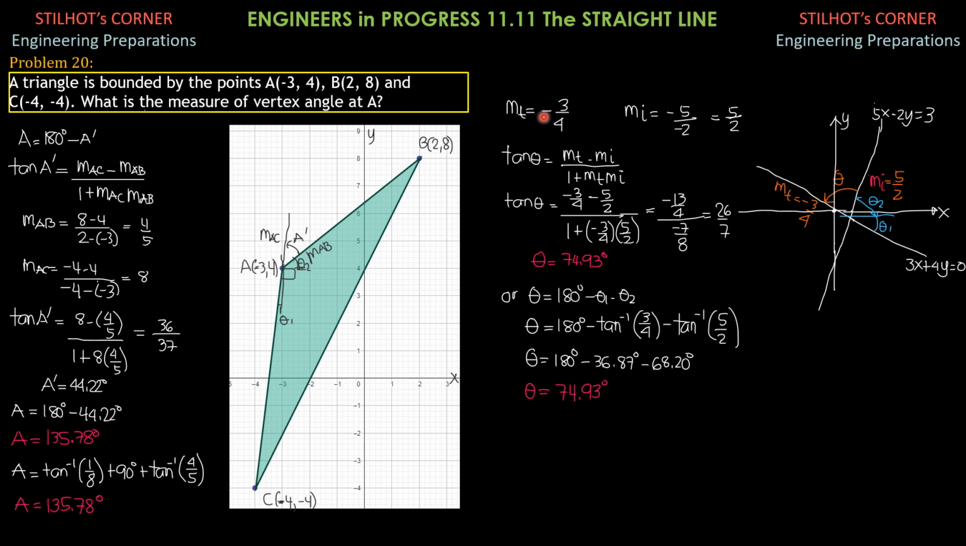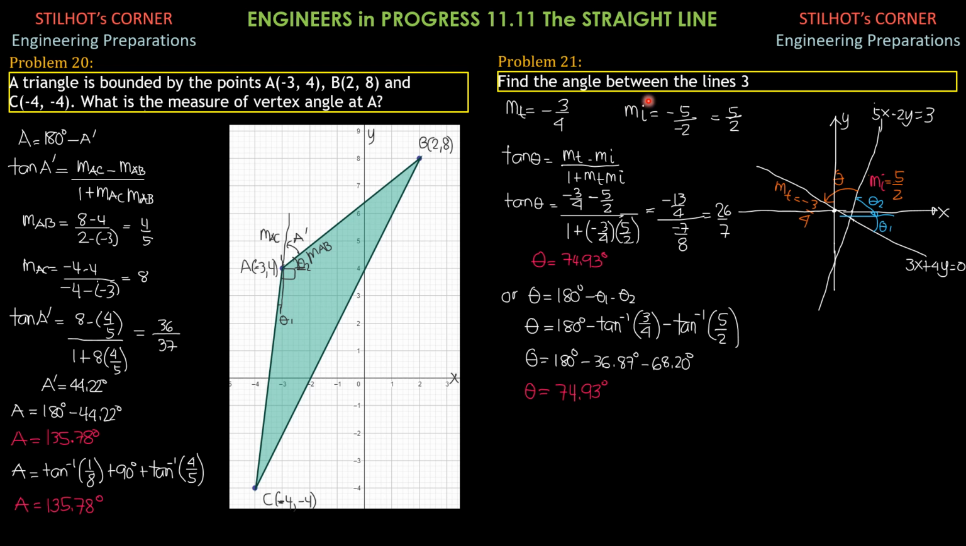Then we proceed to this part here. Second problem. Find the angle between the lines 3x plus 4y equals 0 and 5x minus 2y equals 3. The slope is in general negative a over b, so negative 3 over 4 for this line, and there are no x and y intercepts. The line passes through the origin as shown. We just estimate. So this is 3x plus 4y equals 0.